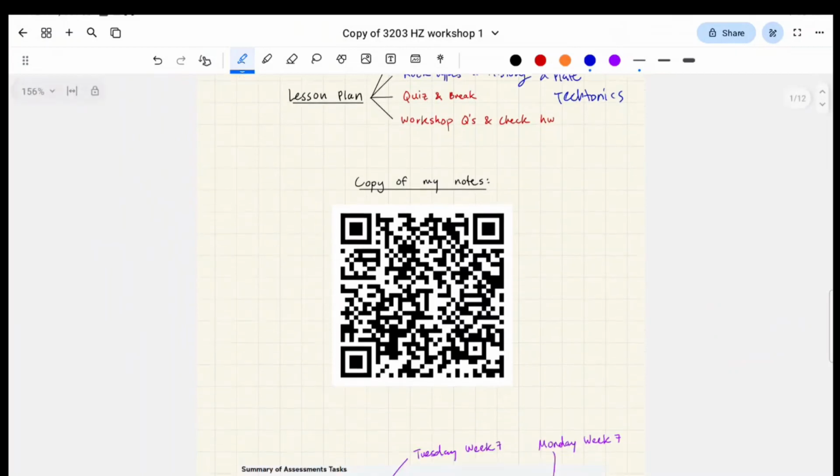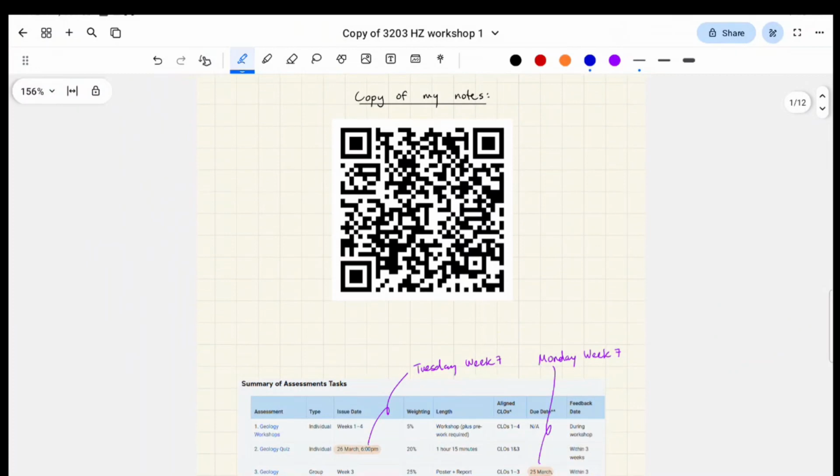So let me know if you want to scroll back up to the QR code here. This should link to my notes so that you can follow along if I scroll too quickly or anything like that.